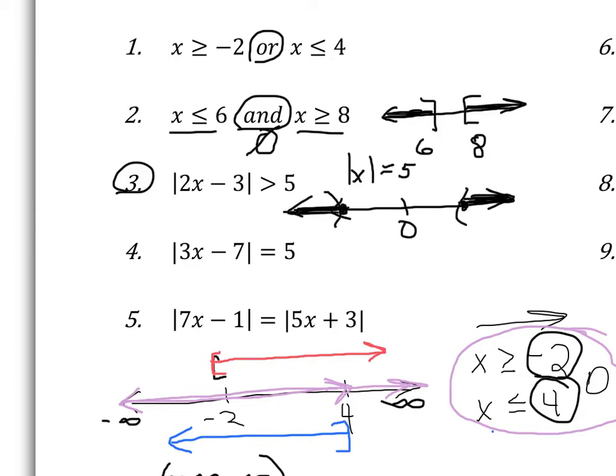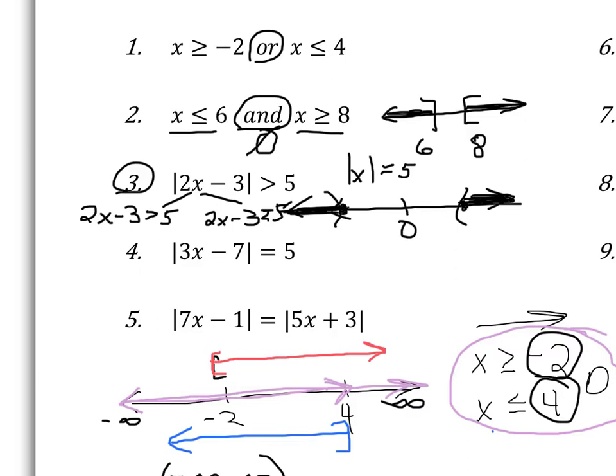So again, you're looking at distances and you're saying that the distance from 0 has to be either less than negative 5 or greater than 5. So what you end up doing is creating two equations: 2x minus 3 is greater than 5, and 2x minus 3 is less than negative 5. And the reason you do that is because you're talking about distance from 0. So the distance from 0 is 5. X is either greater than that distance or less than that distance. And that's why you have the two cases of 5 and negative 5.